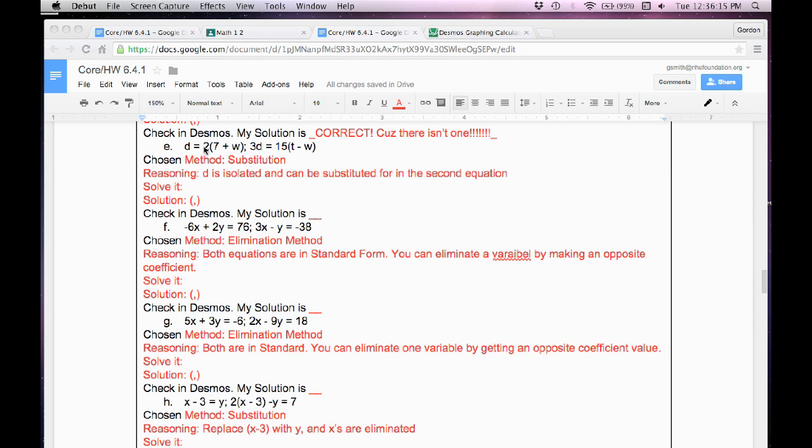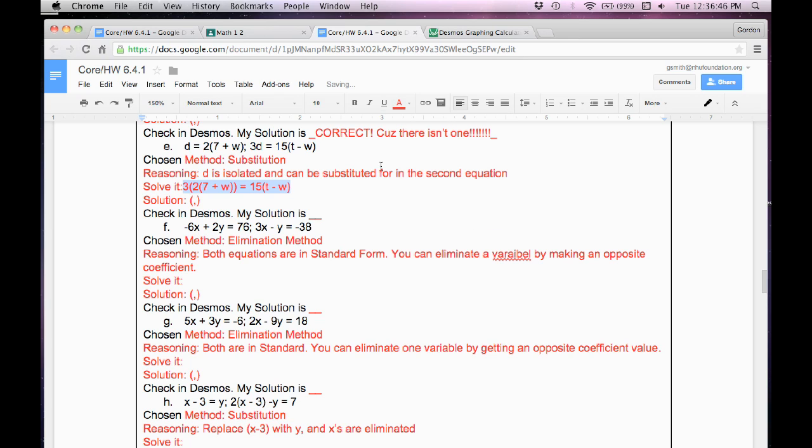So I'm going to plug in this value for D where I see the D there because D is isolated. So I'll take this equation and I will put it right here. And then where I see the D, instead of putting the D, I will put this value, which is equivalent to the D. It is equal to the D. So there we go. Put that in double parentheses. And then we'll put all of this in red.